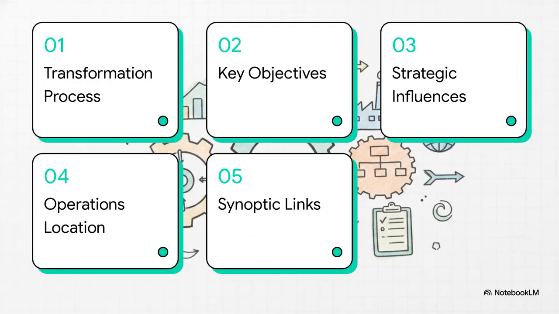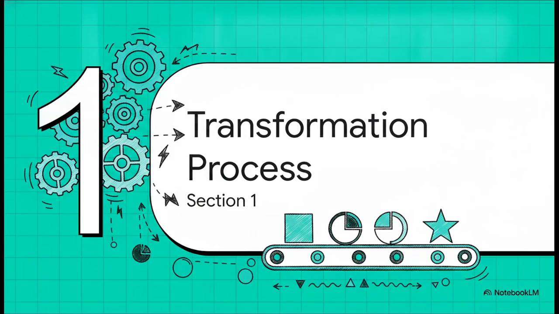Okay, let's take a quick look at our agenda for today's masterclass. We're going to cover the transformation process, key operations objectives, strategic influences, operations location, and finally, we'll wrap up by mastering those all-important synoptic links. All right, let's dive right into Section 1, the transformation process.